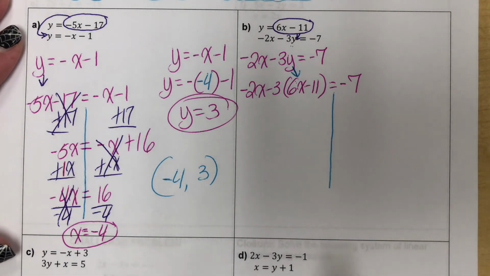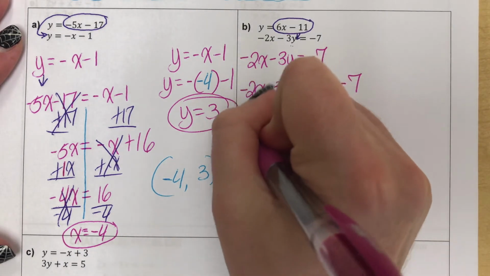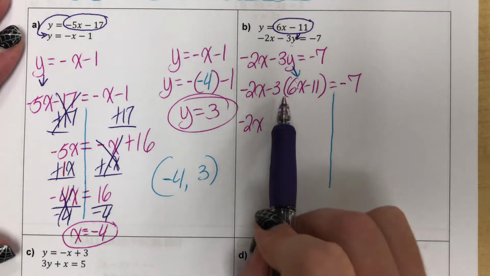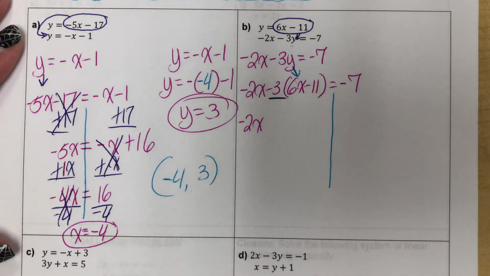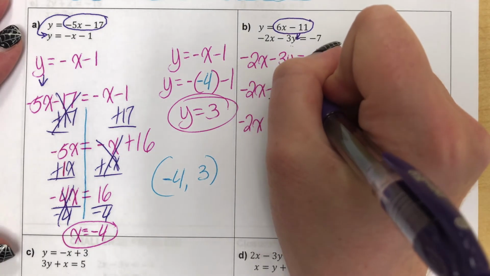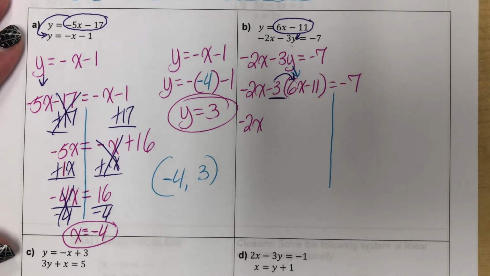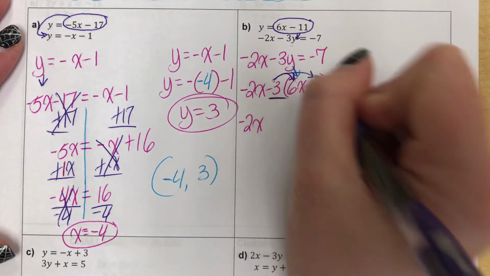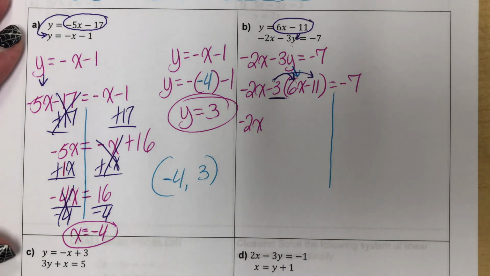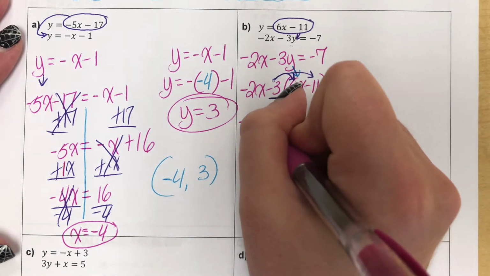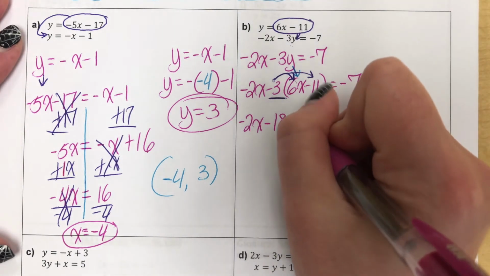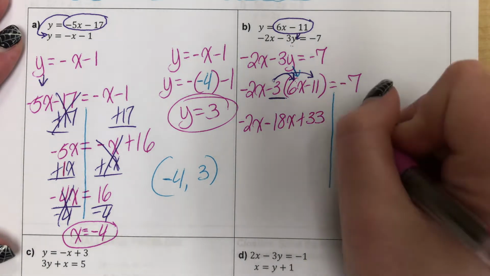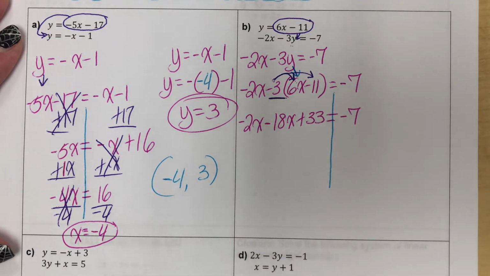I have a -2x. Now, I have to get rid of these parentheses by multiplying or distributing that coefficient in front. I have a -3. So I'm going to multiply -3 to 6x, and I'm also going to multiply -3 to -11. Well, -3 times 6x is -18x. -3 times -11 is +33. And again, that whole thing is going to equal -7.